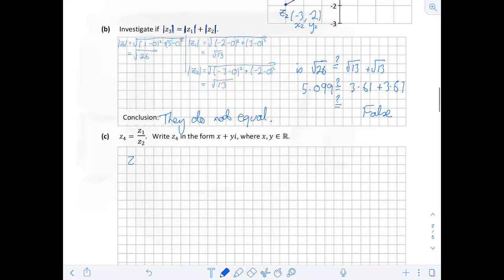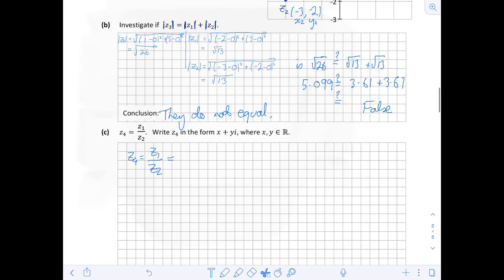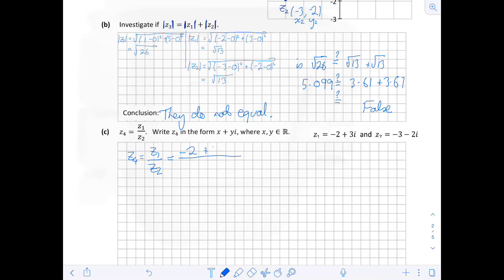Z4 is equal to Z1 over Z2, so that's equal to. I'm trying to nab these up here. Copy. I'll throw them in here and maybe paste. Okay, so there they are there. So you obviously can't do that, but I can. So -2 plus 3i all over -3 minus 2i.